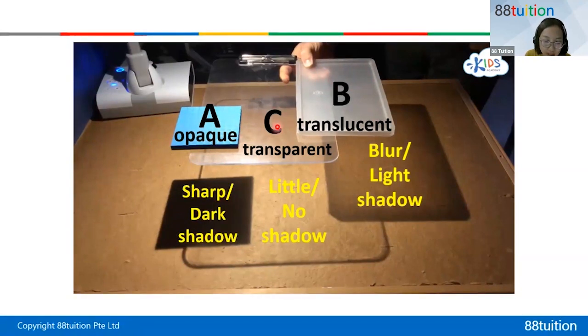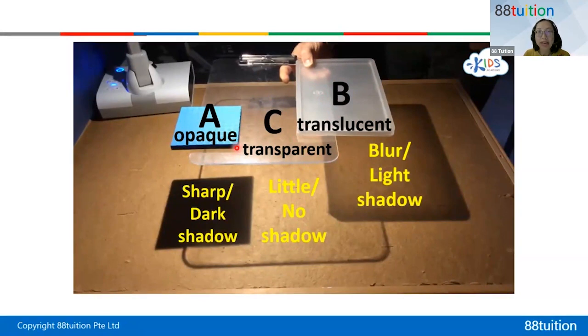You can see C is transparent. You can see the finger very clearly. Whereas the finger for B, you can see only a little bit, a bit blur. You see a blur image. So B is translucent, meaning it gives you a lighter shadow or a blur shadow. For C, it's totally transparent, so it does not give you any shadow. Either no shadow at all or very little shadow.